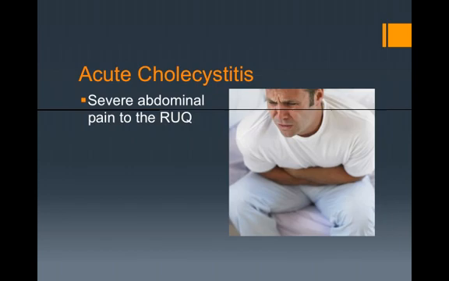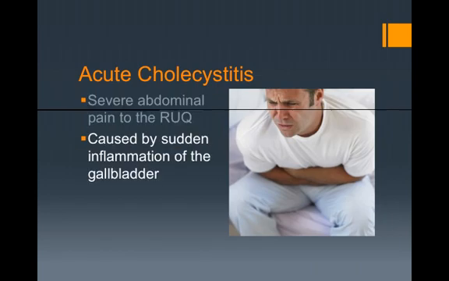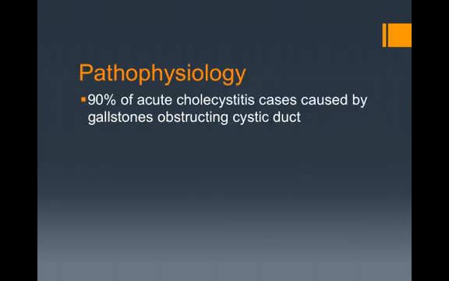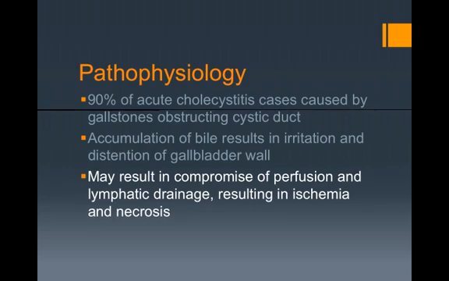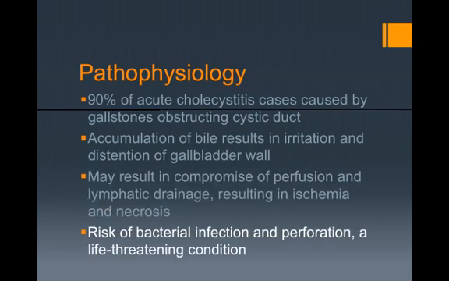Severe abdominal pain localized to the right upper quadrant may be caused by sudden inflammation of the gallbladder, a condition called acute cholecystitis. Over 90% of such cases are caused by gallstones obstructing the cystic duct, or cholelithiasis. Blockage of the duct results in accumulation of bile within the gallbladder lumen, which irritates and damages the wall. As the gallbladder becomes distended, blood flow and lymphatic drainage are compromised, leading to mucosal ischemia and necrosis. Moreover, obstructed bile is highly susceptible to bacterial infection and can result in a perforated gallbladder, a rare but life-threatening condition.